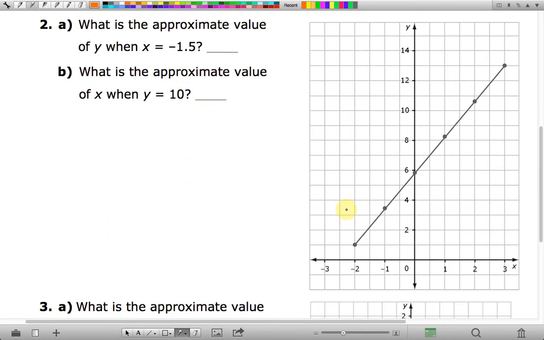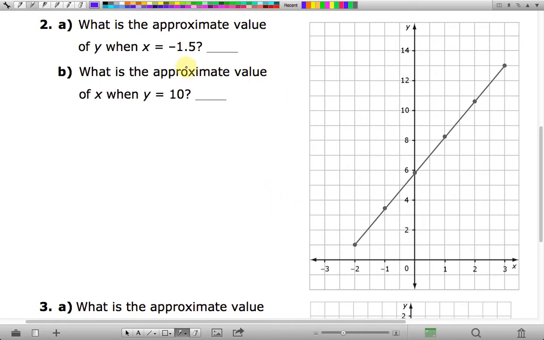Next question, and we have a new graph now. We have a graph that starts off at x equals -2 and y equals 1, and goes up to x equals 3 and y equals 13, and is a straight line going from bottom left up to top right. We have a few questions associated with this graph. First question, what is the approximate value of y when x is equal to -1.5?